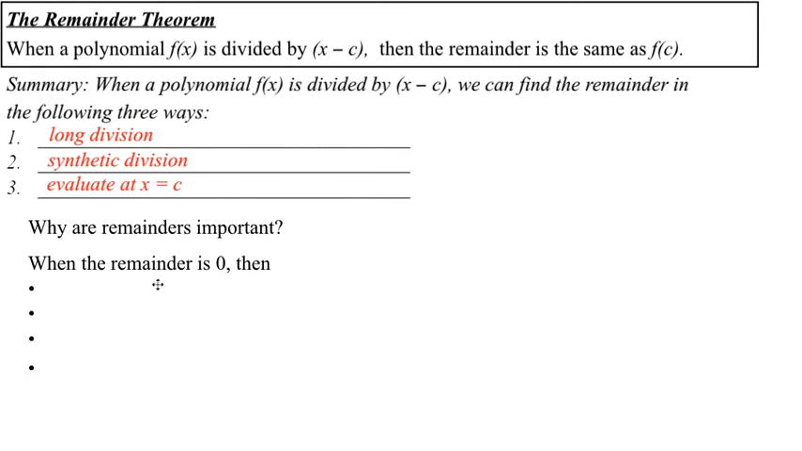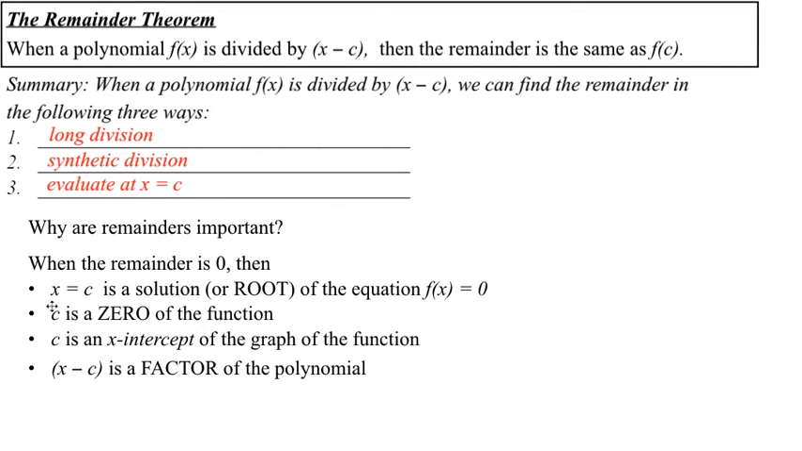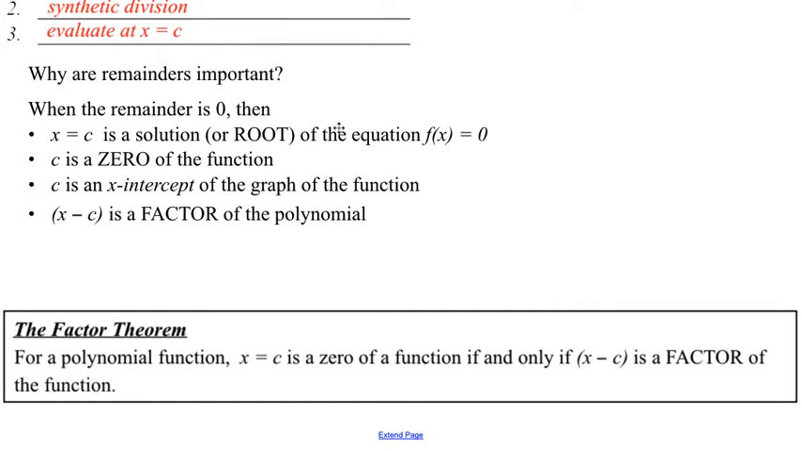So why are remainders important? Well, if we get a remainder of 0, then we know that x equals c is a solution, or what we call a root of the equation of the function. We also know that c is called a zero of the function. These are other terms you should know. A solution, a root, or a zero, they all mean the same thing. c is also an x-intercept of the graph. That's where it crosses the x-axis. And x minus c is a factor of the polynomial. So some important terminology there for you.